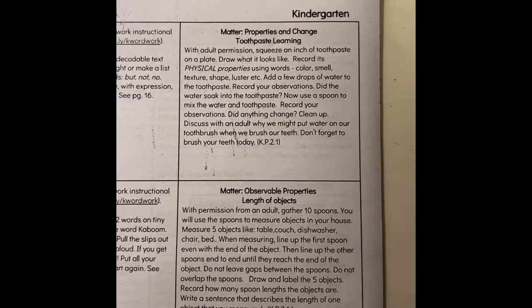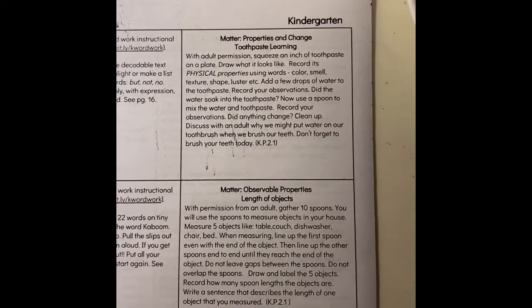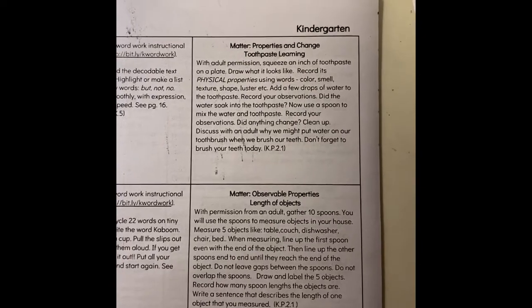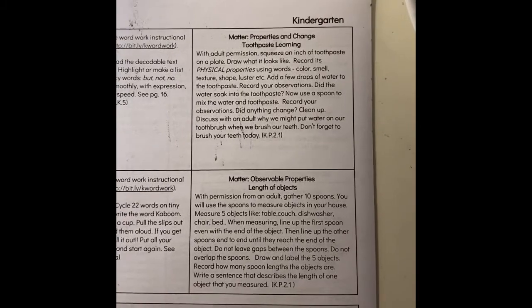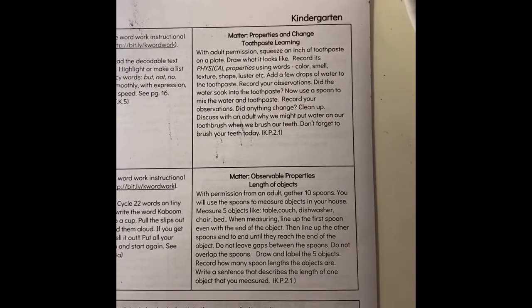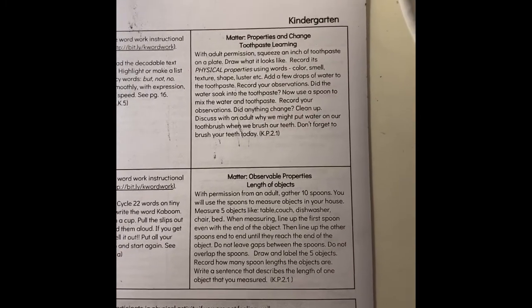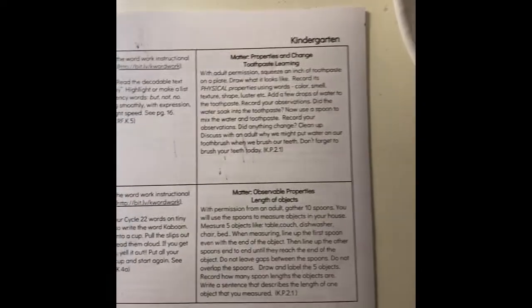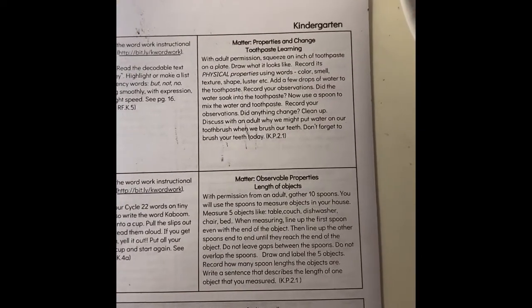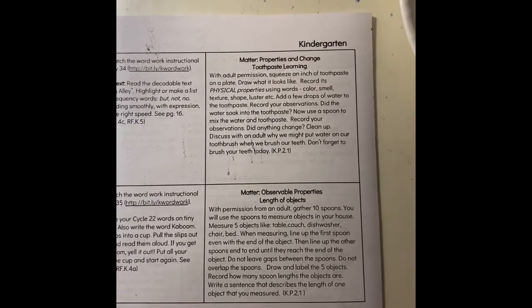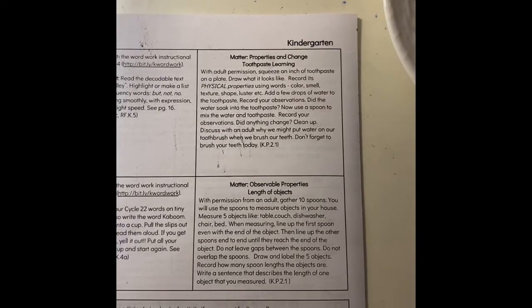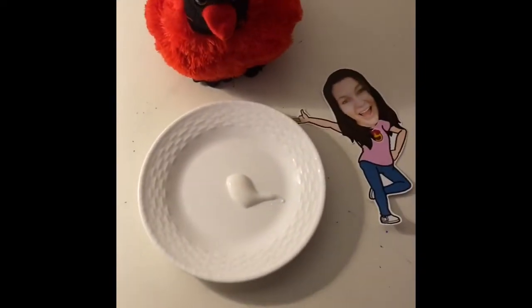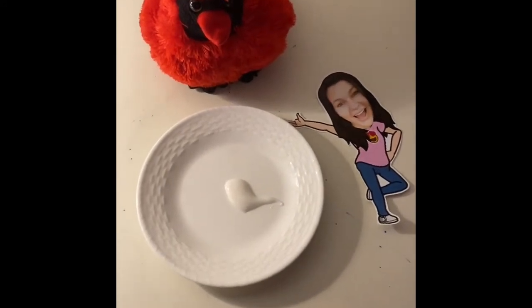This is a toothpaste experiment. It says, with adult permission, squeeze an inch of toothpaste on a plate. Draw what it looks like. Record its physical properties using words. So the physical properties would be like the color, the smell, texture. We talked about texture, the shape, if it has a particular shape. Before we go to the next part, let's go ahead and do that first part. And we're gonna do it together just in case you're not allowed to do this alone at home.